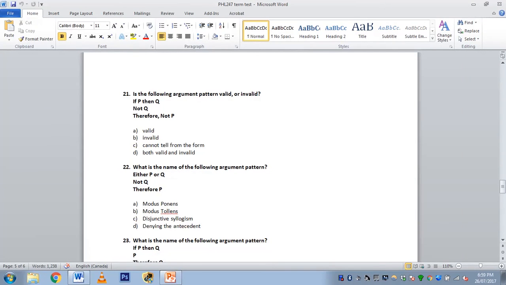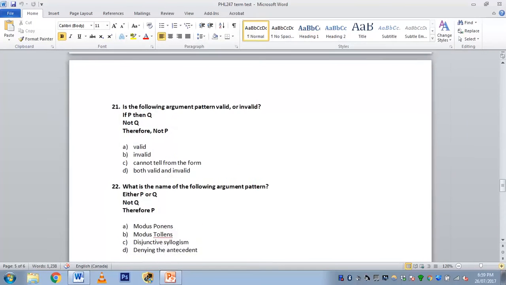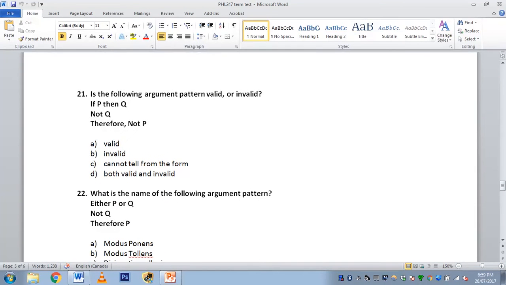21. Is the following argument pattern valid or invalid? If P, then Q, not Q, therefore not P. That's a valid argument pattern. It's modus tollens, or denying the consequent.